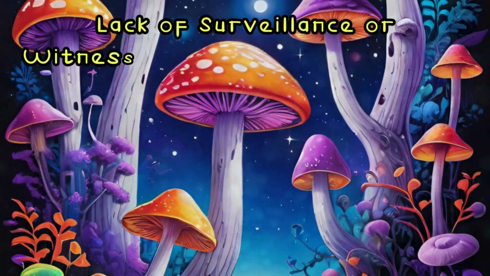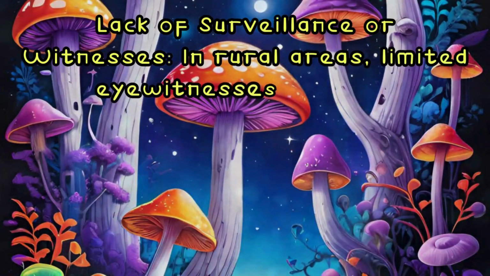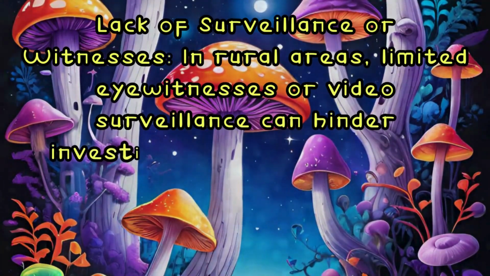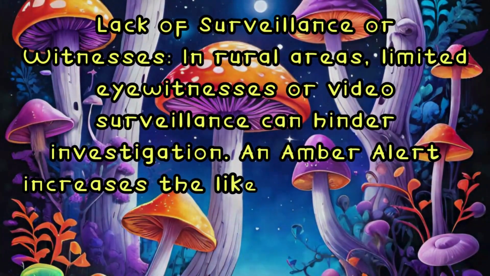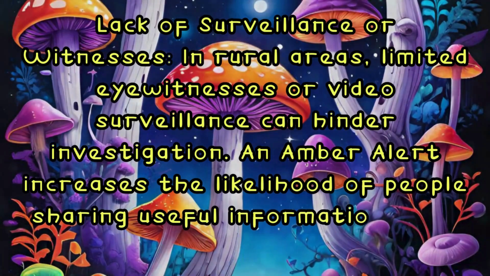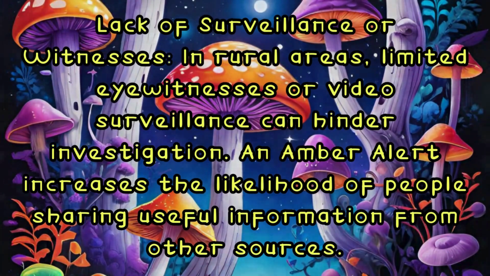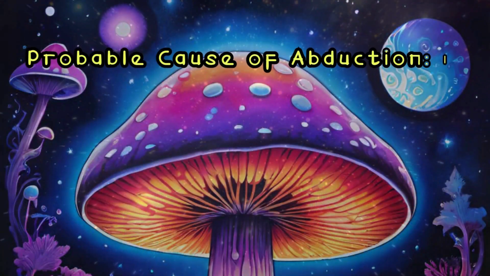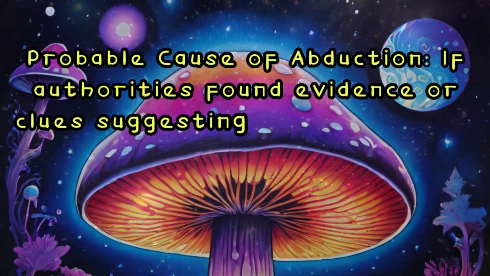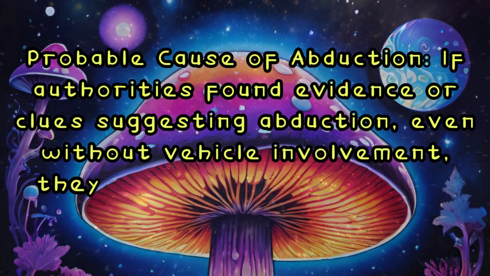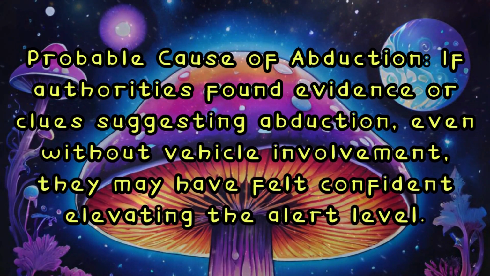Lack of surveillance or witnesses in rural areas. Limited eyewitnesses or video surveillance can hinder investigation. An Amber Alert increases the likelihood of people sharing useful information from other sources. Probable cause of abduction: if authorities found evidence or clues suggesting abduction, even without vehicle involvement, they may have felt confident elevating the alert level.